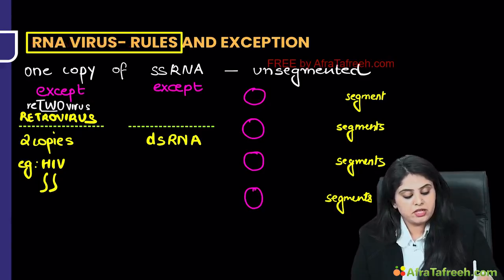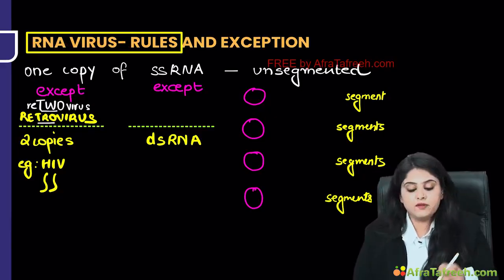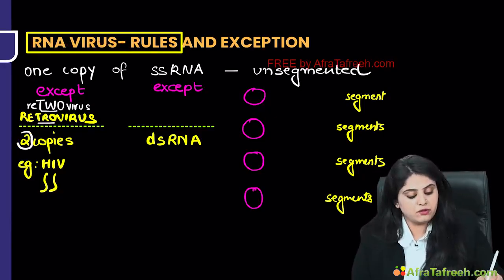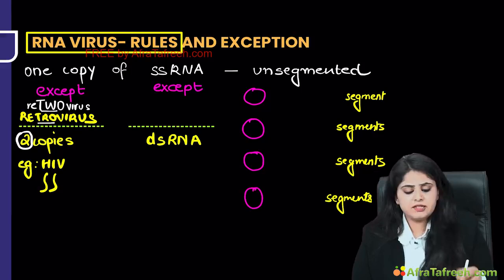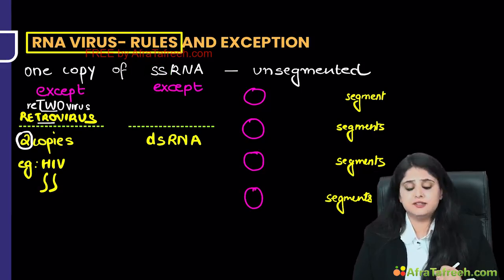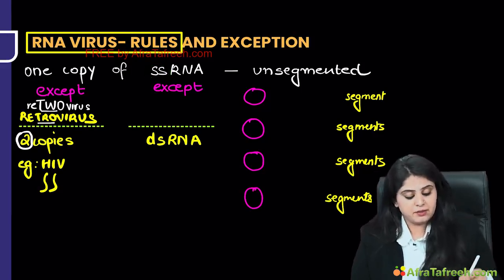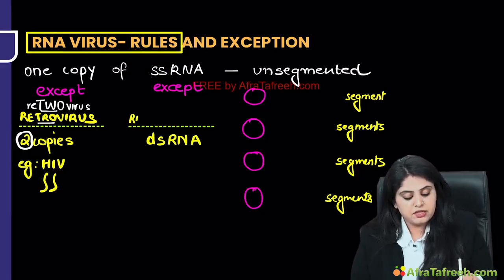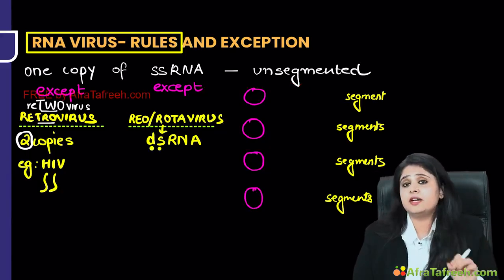Because instead of retro, say Red2. Red2 will always remind you that it has two copies of RNA. Usually which RNA is there? Usually single-stranded RNA is there. But ma'am, there is one exception to it, and that exception is the Reo or the rotavirus. What is rotavirus? Let me now tell you. Rotavirus is the only double-stranded RNA virus.